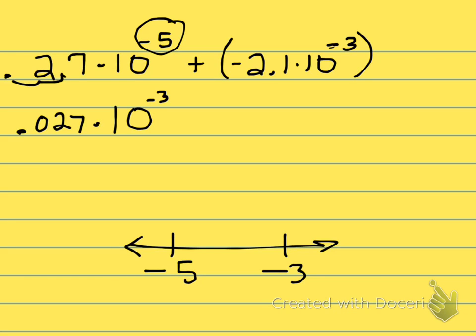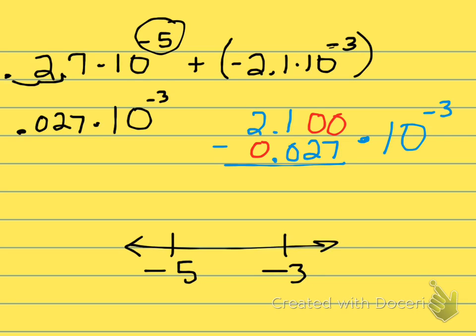Since we increase the exponent by 2 in this case, we actually move the decimal to the left 2 spots to make 27 thousandths times 10 to the -3rd. And again, since one's a positive and one's a negative, we're actually just going to subtract these once we line up the decimals. You'll notice when we subtract and line up the decimals, it is helpful to put in some placeholders so you can go through the subtraction and borrow and things in an organized manner.